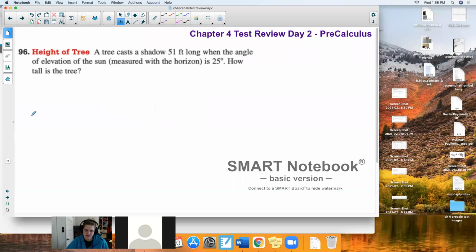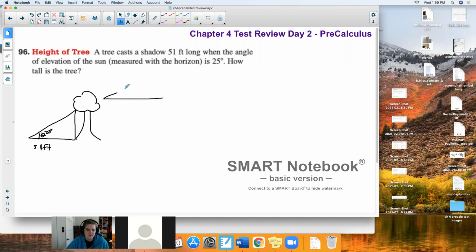A tree casts a shadow of 51 feet long when the angle of elevation of the sun. I'm going to do the tree, okay, and its shadow is 51 feet long. Angle of elevation of the sun measured with the horizon is 25 degrees. I assume that means this angle. Yeah, angle of elevation, because angle of depression would be down. So angle of elevation is 25 degrees.